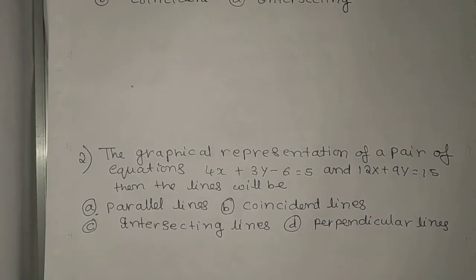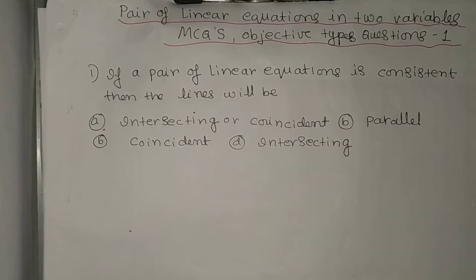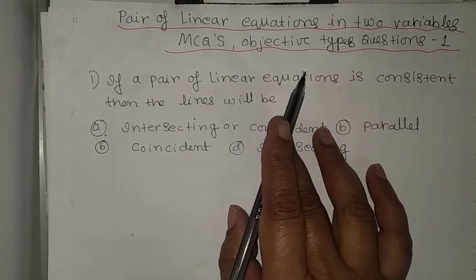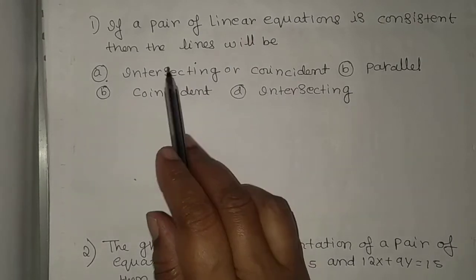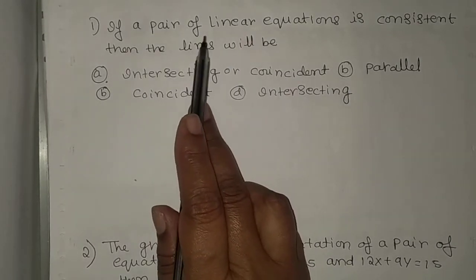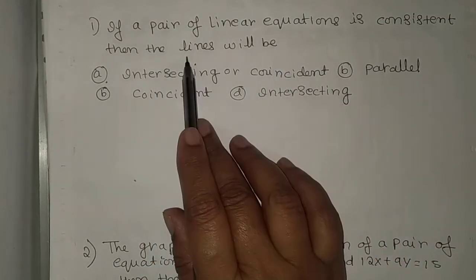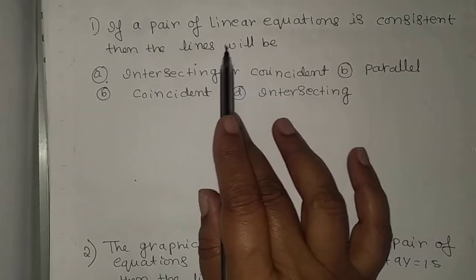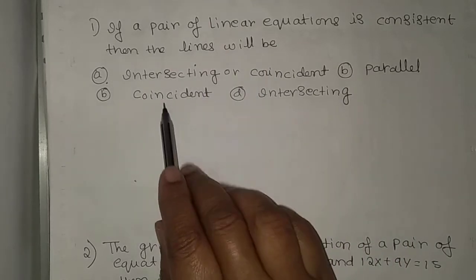3.7. Now we move on to the objective types of this chapter. This includes MCQs, fill in the blanks, and short type questions. All this comes under this. So the first question I have taken in this objective types is: if a pair of linear equations is consistent, then the lines will be. So if the pair of lines is consistent, what will be the condition here? The four options are given.